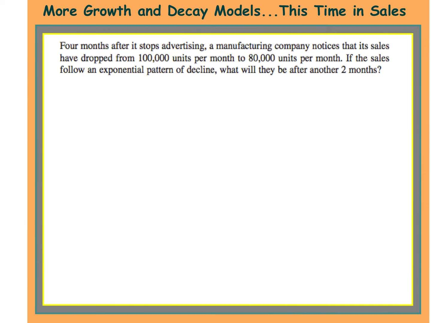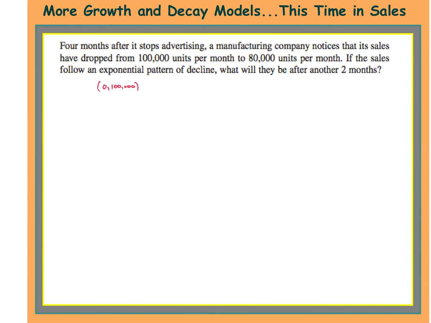Here we go. We got another one. Let's have Riley read. 4 months after it stops advertising, a manufacturing company notices that its sales have dropped from 100,000 units per month to 80,000 units per month. If the sales follow an exponential pattern of decline, what will they be after another 2 months? All right, fantastic. So we need to make some ordered pairs. What would be my first ordered pair? 0, 100,000. Exactly.